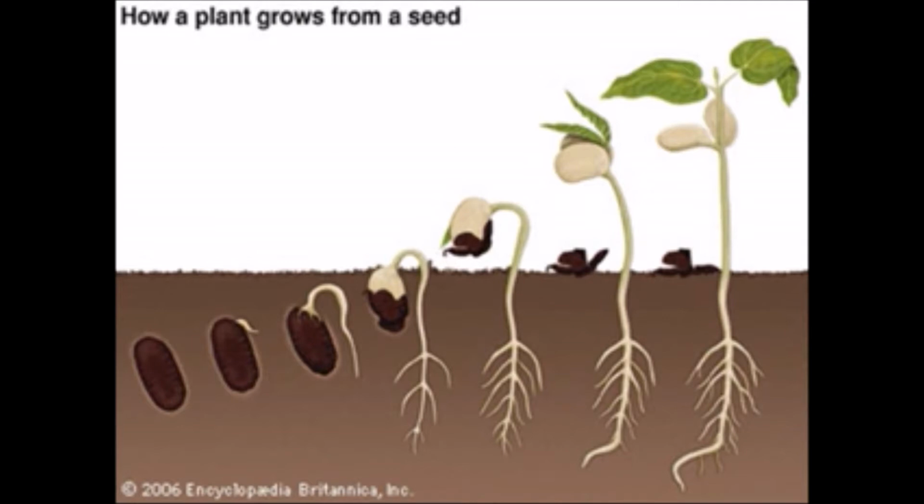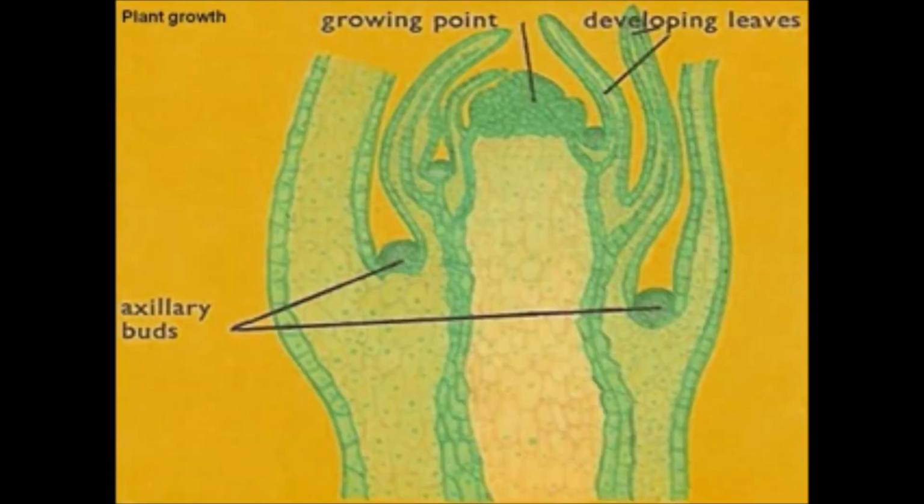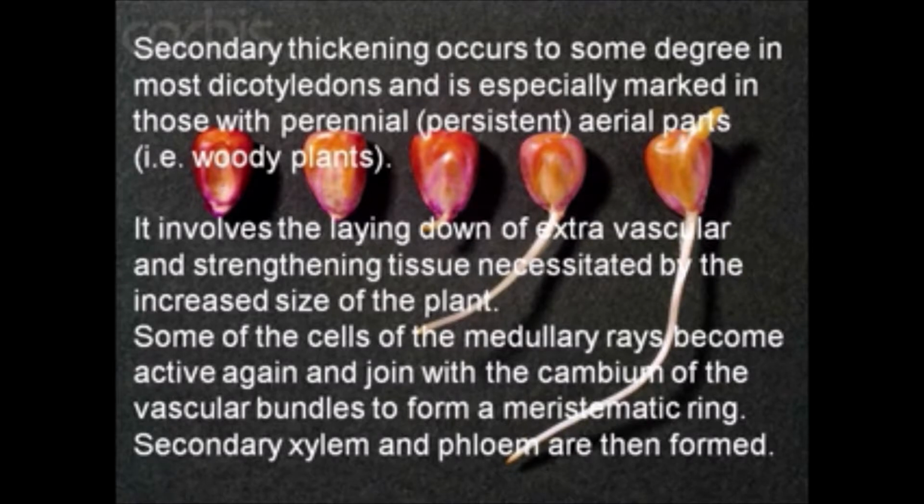At about the same time, the first strengthening tissues develop on the outside of the phloem. The procambial strands continue to produce vascular tissue behind the elongating region until only a narrow band of cambium remains. Here is a growing point and developing of the leaves and axillary buds in a growing plant.